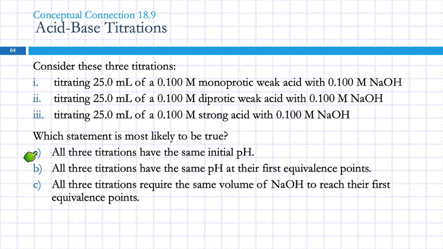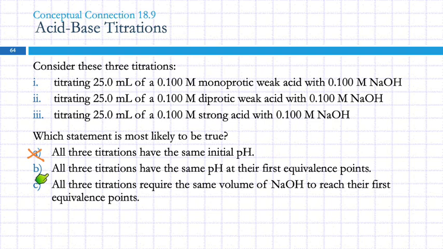All 3 titrations have the same initial pH. Is that true? No, that's not true. If these were all strong acids, it wouldn't matter which acid they were. They would have the same initial pH. Weak acids and strong acids are going to have different pHs because it depends on the Ka, right? And monoprotic and diprotic are going to be different as well.